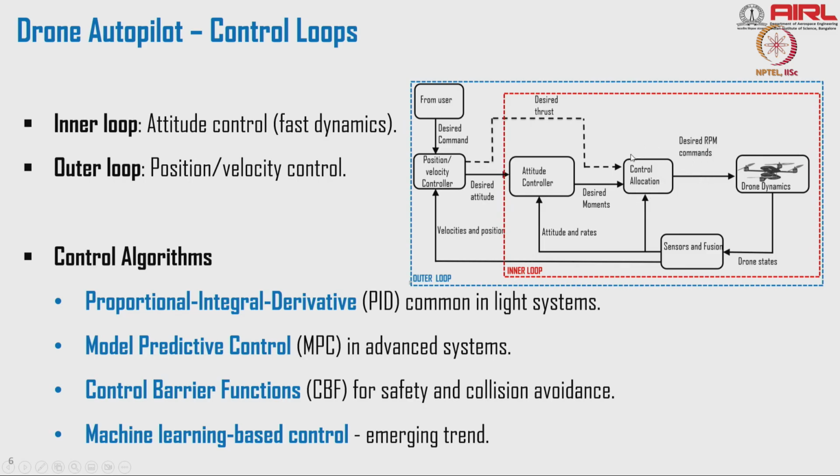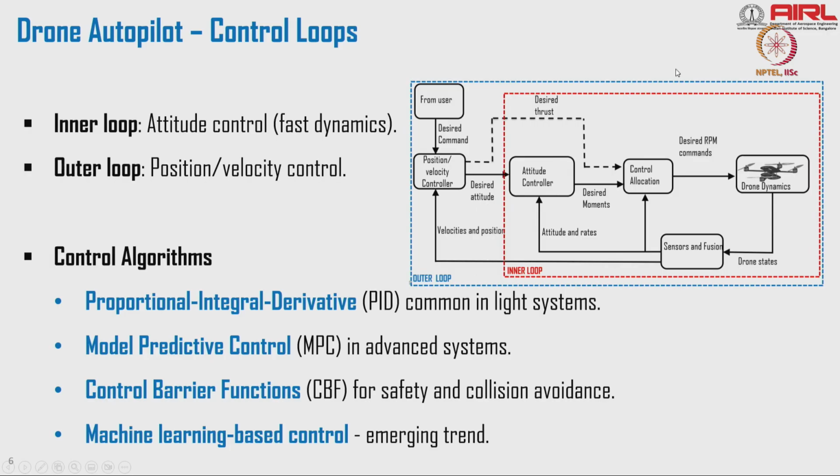This control allocation matrix depends on what kind of system you are using. If it's a quadcopter, it is different. Hexa, octa, it will be different. We also get the desired thrust information directly to control allocation. Right? So you see, this is the inner loop part. What you see in the red line is the inner loop part.